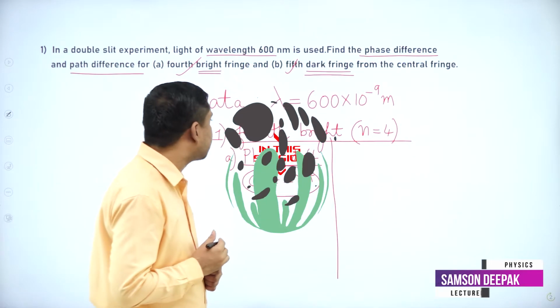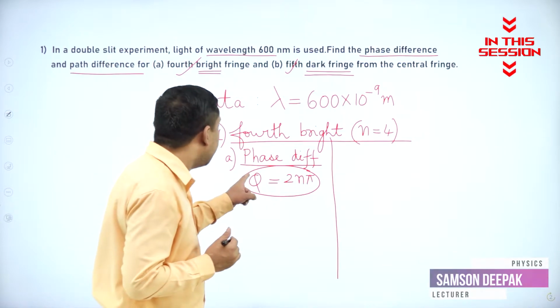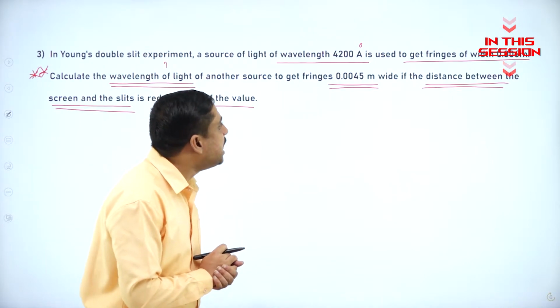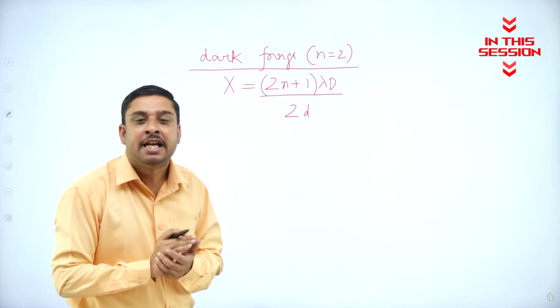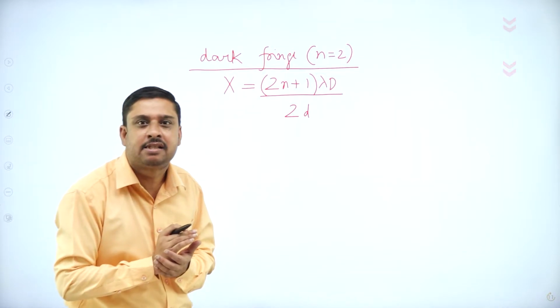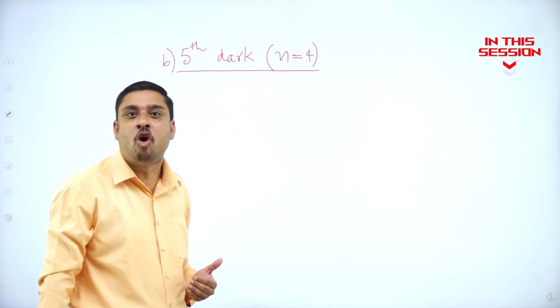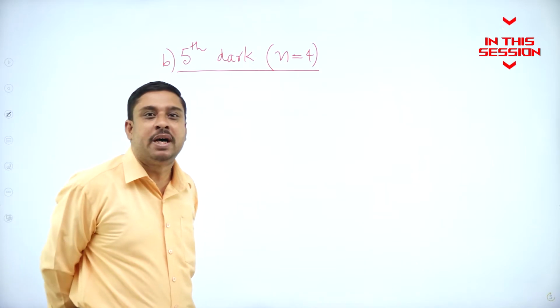For constructive interference, phase difference phi equals, I get fringes of width 0.006 meter. So very clearly, it is in terms of the fringe width, in terms of slit distance. Fifth dark fringe, n equals 4. Third dark fringe, n equals 2.